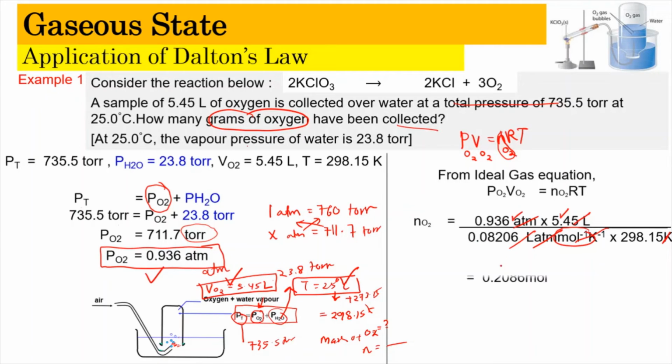So once you do the maths here, you're going to get your number of mole of oxygen to be 0.2086 mole. From the mole, you can calculate the grams of the oxygen produced by multiplying the mole, which is 0.2086 mole, by its molar mass. The molar mass of oxygen is O2, right? So it's going to be 2 times 16, which is 32. So 0.2086 multiplied by 32. And lastly, we're going to get the mass of oxygen to be 6.75 gram. And this is how you apply Dalton's law in order to solve the question.